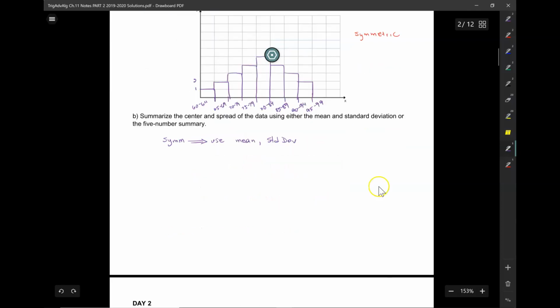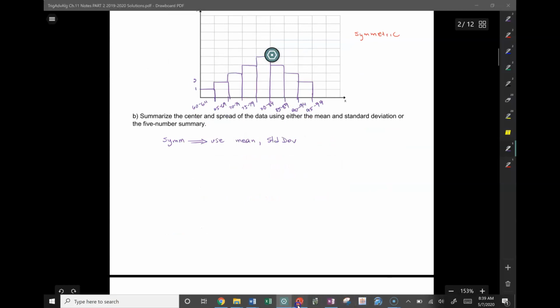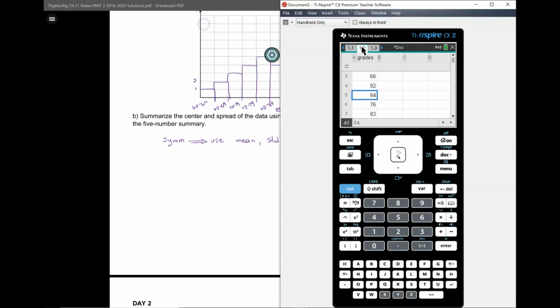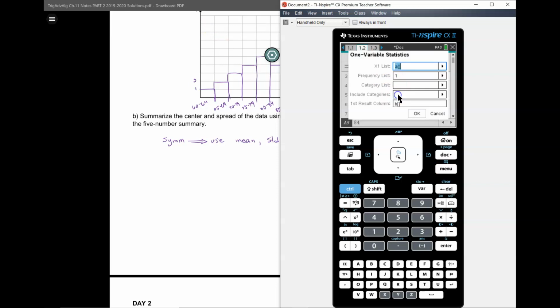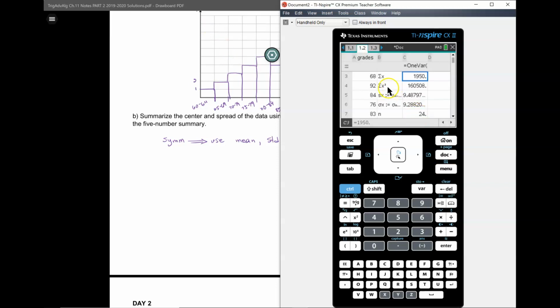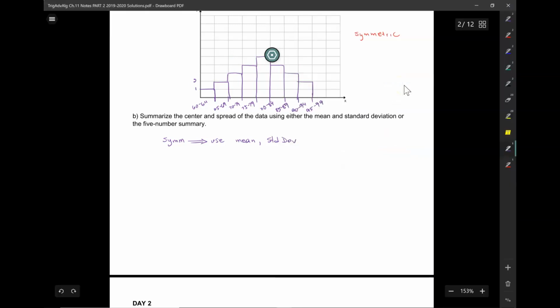And what is the mean and the standard deviation? Well, we have the data in our calculator, right? It was in the tab to the left. So I just go over there and I do the same thing as I've always been doing. Statistics, stats calculations, one variable stats. And here we go. The standard deviation is 9.5 and the mean is 81.25.